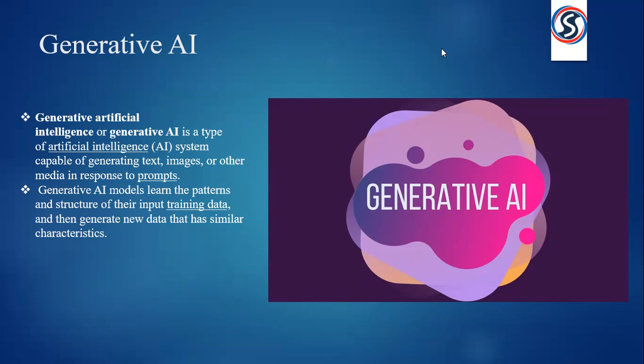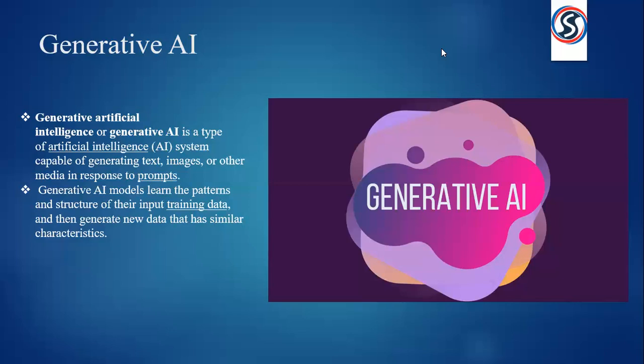Generative AI, or generative artificial intelligence, is a type of artificial intelligence system that is capable of generating text, images, or other media in response to prompts. These generative AI models can learn the patterns and structure of their input training data, and then generate new data that has similar characteristics.